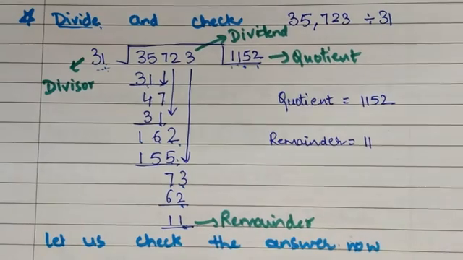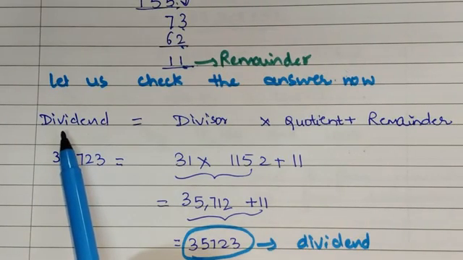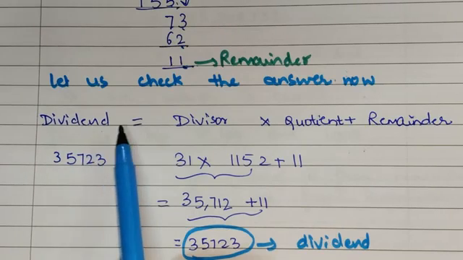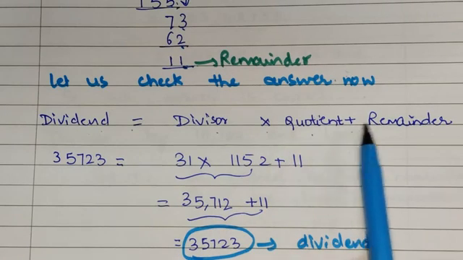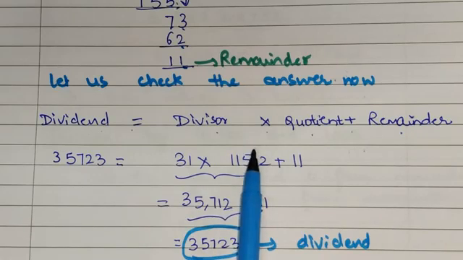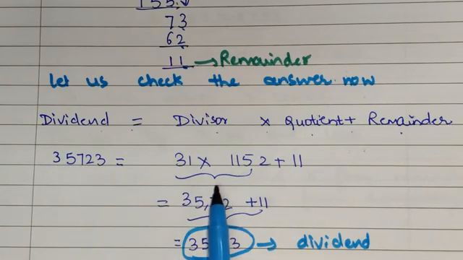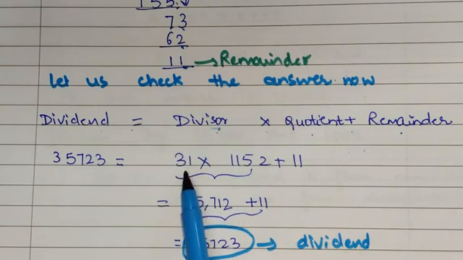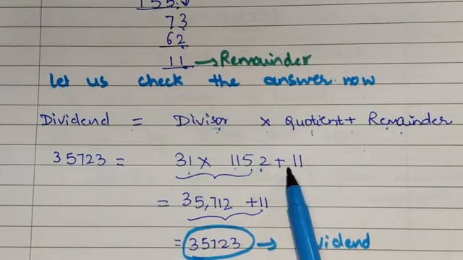Now let us check whether our division is correct or not. The formula for this is dividend is equal to divisor into quotient plus remainder. You will only put the values of these and check. Let us see. What is the divisor? That is 31. Quotient we got 1152, remainder 11.